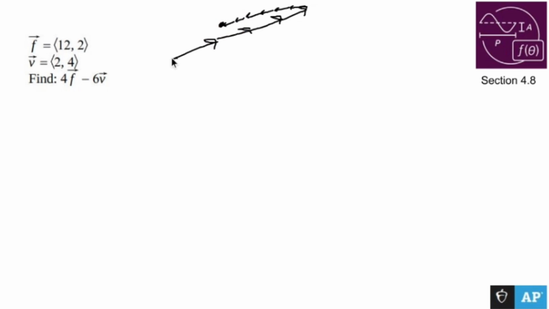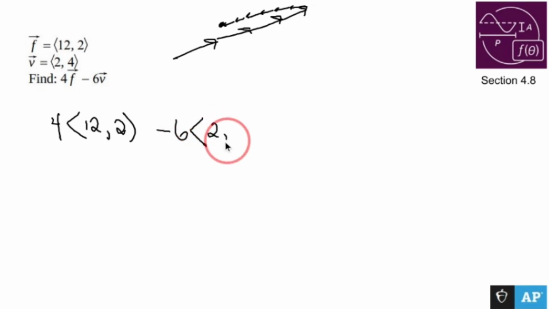So what's the distance from the very beginning to where I ended? That's what I'm doing with these guys. And like I said, the math is exactly the way it looks. You do 4 times the vector 12, 2, and then you're going to subtract out 6 times the vector 2, 4.